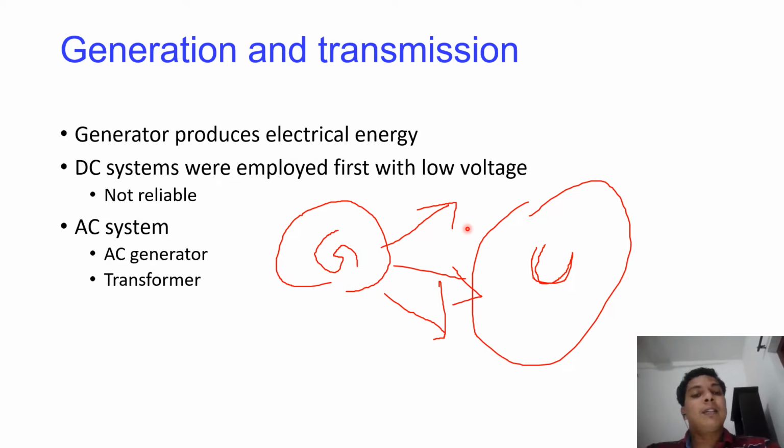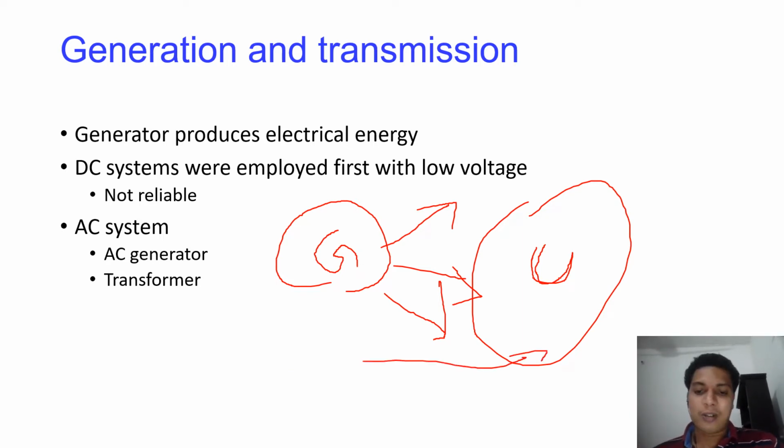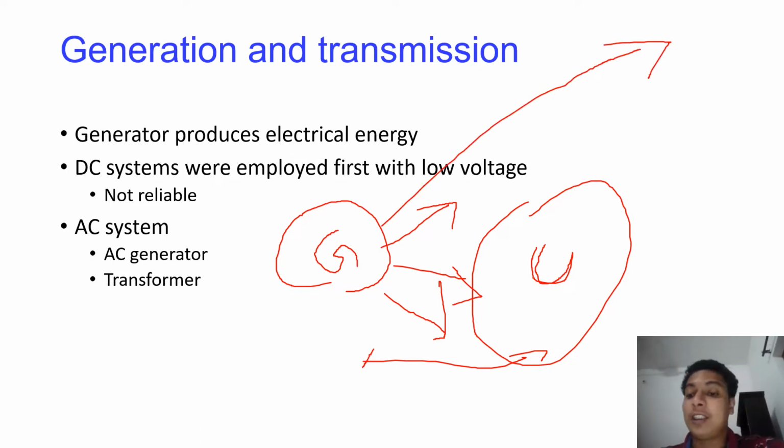These DC systems were employed at first, and the main problem was that they were identified to be not that reliable. Whenever generation and consumers are nearby, then it is somewhat okay. But whenever your consumers are far away and the number of consumers is so high, a lot of losses came into the picture. That was a big problem with DC systems, so that is why we went to the AC system.